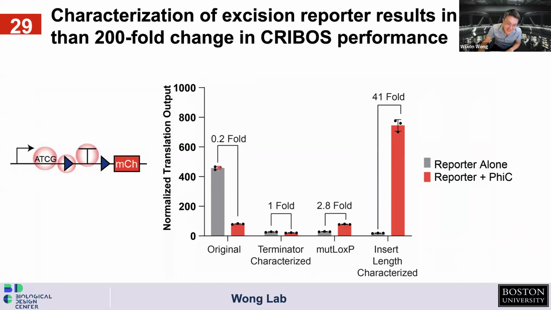We went from actually having high basal, and then the Cre actually reduced expression, if anything, so basically from like 0.2 fold, it's not even an induction, it's inhibition, to a 41-fold expression. So the change is quite a lot, right? More than 100-fold. So now we finally built a reporter for recombinase in a cell-free system.